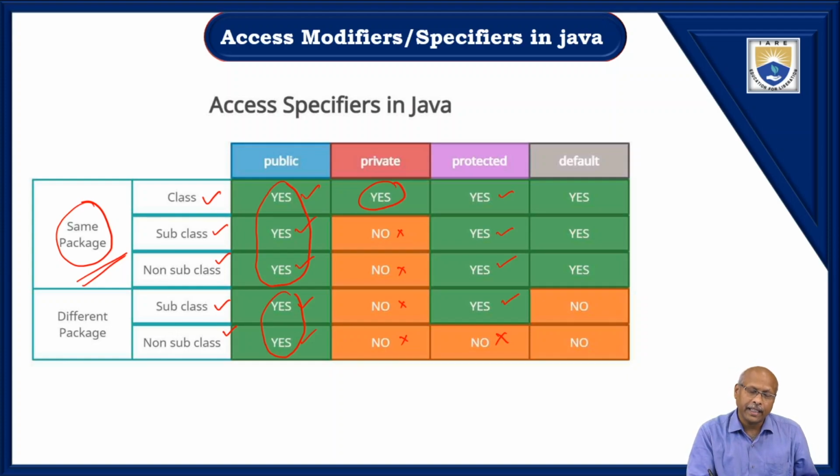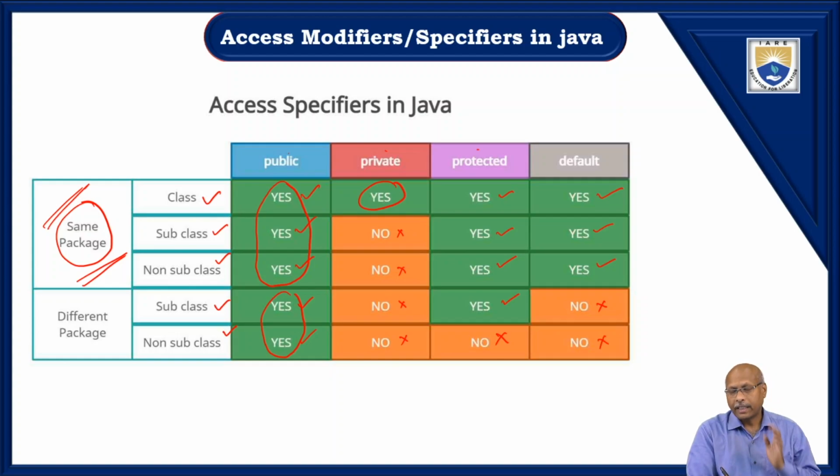Similarly, if it is default data, that means if you have not used any keyword, no public, no private, no protected, automatically the data comes under the default category. So if it is the default category, I can access it in the same class, I can access it in the subclass, I can access it in the non-subclass of the same package. Whereas if it is a different package, this default is also equivalent to private. So that's why you cannot access it in a different package's subclass. Similarly, you cannot access it in another package's non-subclass. So in these two places you cannot access.